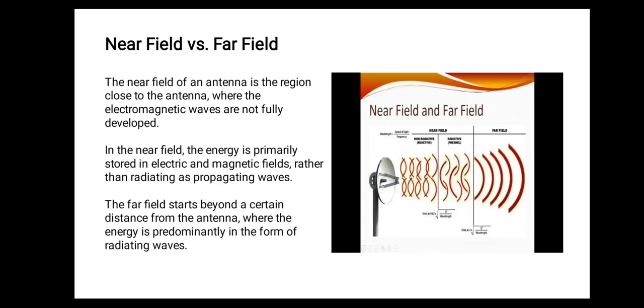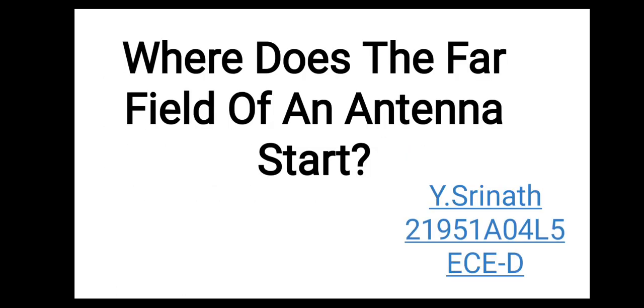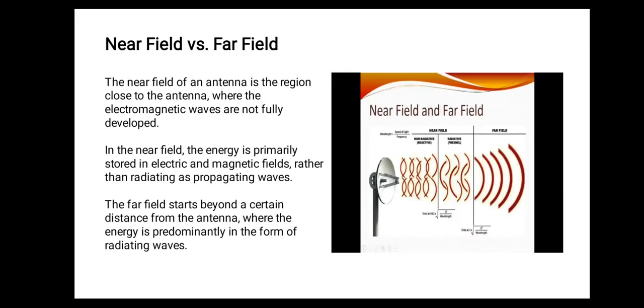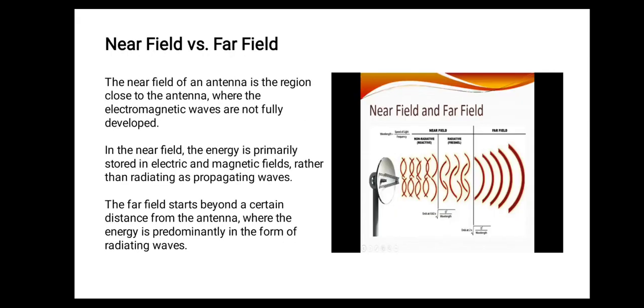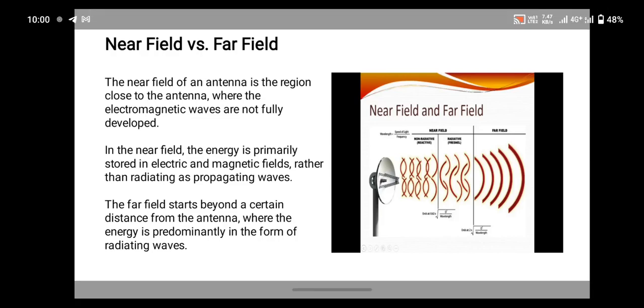Our main aim is to show where the far field of an antenna starts, which is at the transition distance. The near field of an antenna is the region closest to the antenna, where the electromagnetic waves are not fully developed. The far field starts beyond a certain distance from the antenna, where the energy is predominantly in the form of radiating waves.